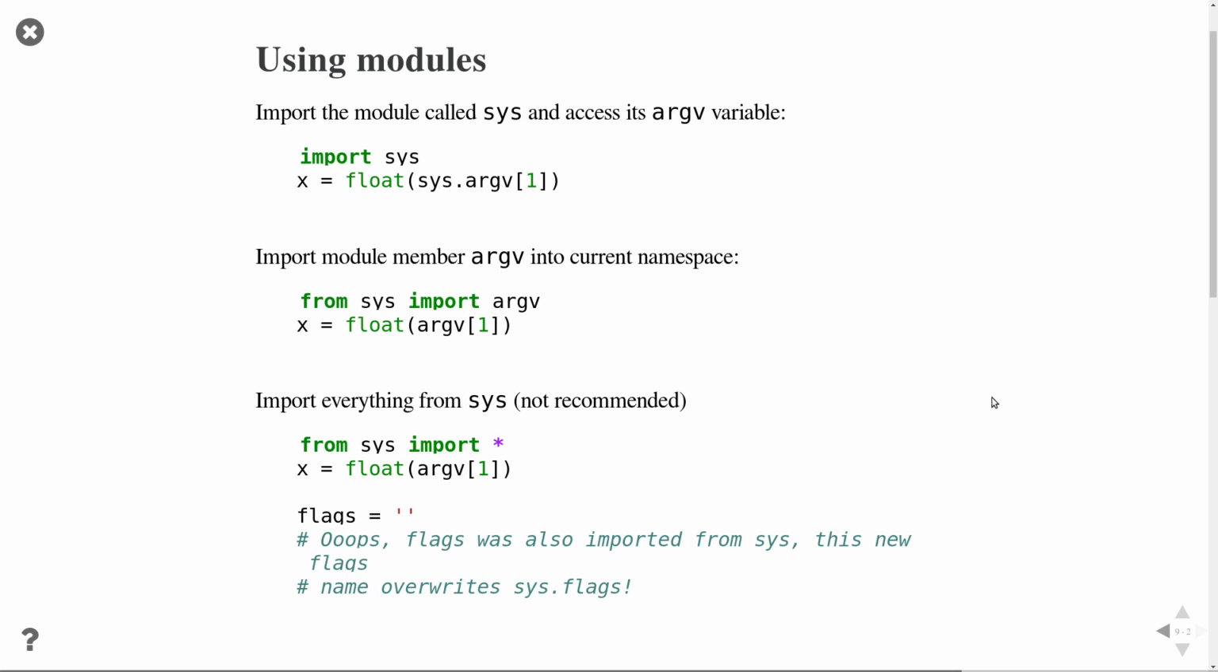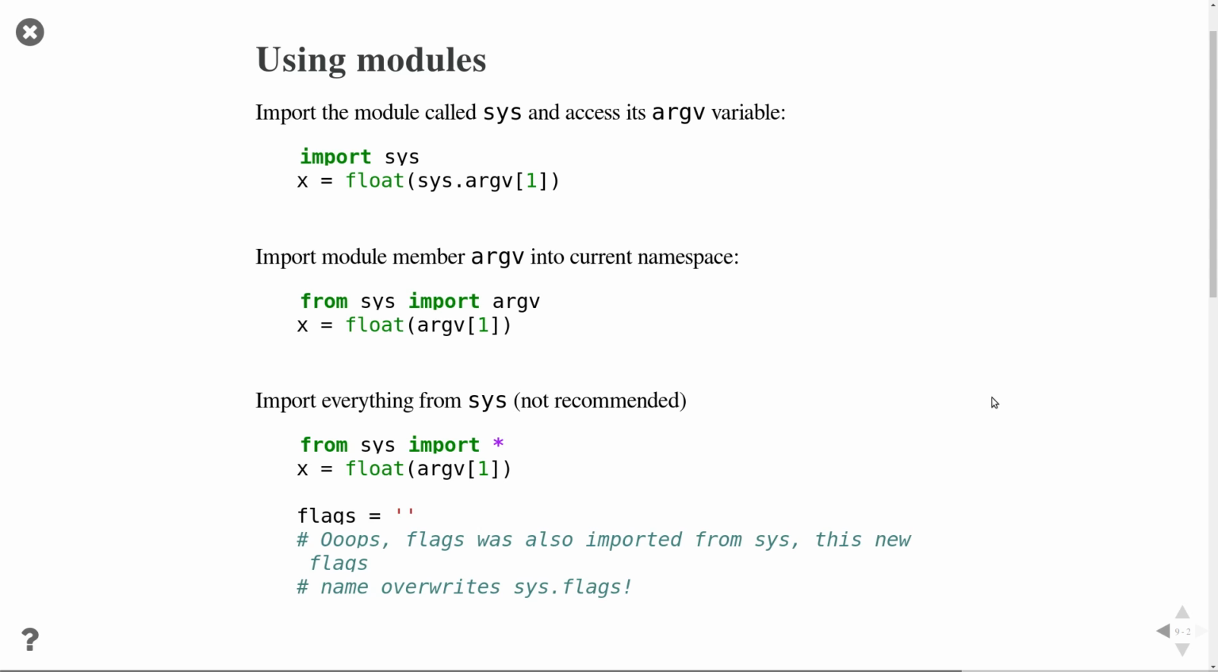We can also import directly all the variables in a module. Remember, here we just imported argv. With a star, we import everything that is contained in the module. And again, then argv will be part of it, so the next line will be valid. But this is actually not a recommended way of doing it, because you might import a lot of variables that you might not be aware of.